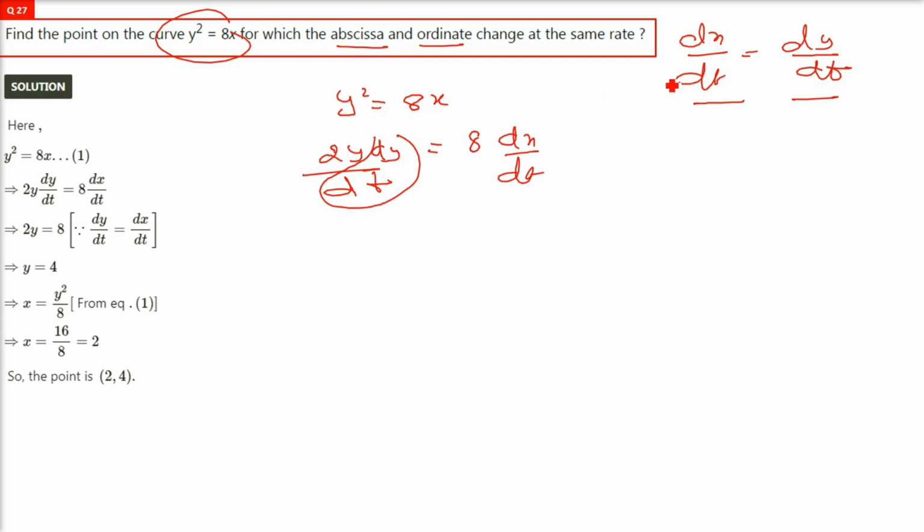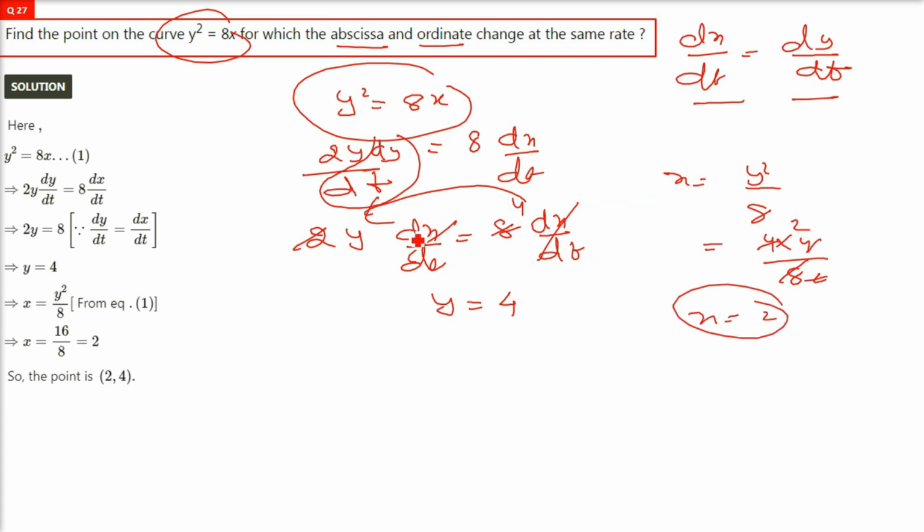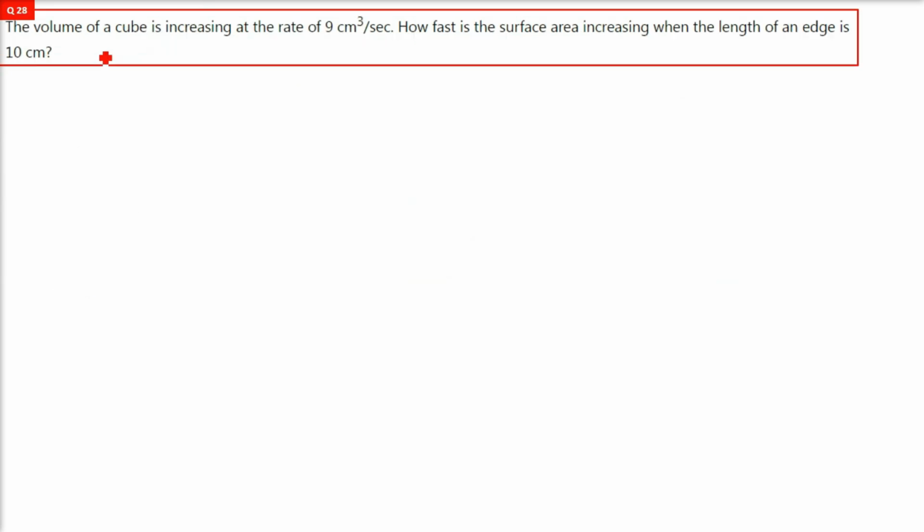So dx by dt is equal to dy by dt, they both are equal. So 2y dx by dt equals 8 dx by dt. You can cancel these two out. y is directly equal to 4 here, and since x is y square by 8, you can find x from here. That is, y is 4, so x is 16 by 8, which will be 2. So for x equals 2, y is 4, so 2 comma 4 is the point where abscissa and ordinate change at the same rate.